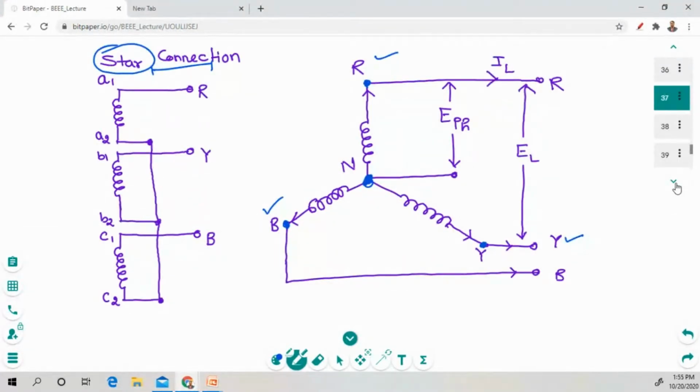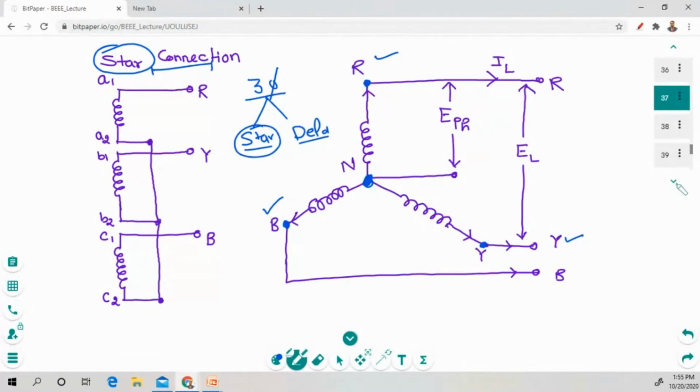So the first point is the three-phase system. A three-phase system is connected in two types. The first one is star and the second one is delta. There are two connections for a three-phase system. As the name suggests, star: we make the wiring in such a manner that it forms a star.